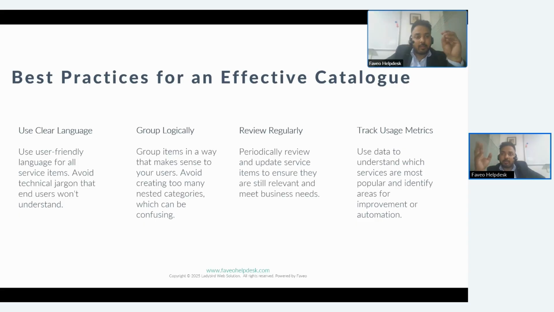For example, if you visit Amazon and click on electronics, and you are able to see clothes over there, that is not the proper grouping of that category. The same goes for the service catalog. In hardware items, if you are adding software items, it doesn't make any sense. So you need to group those items logically.